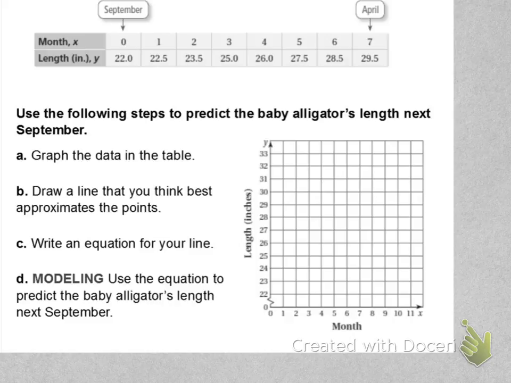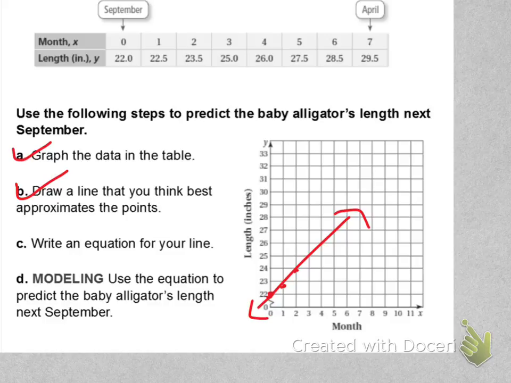Okay, so let's say we didn't have a graphing calculator, and we're going to graph the data in the table. So 0, 22 is my first point, 1, 22.5, 2, 23.5, and so on. So you can see my line starting to form a positive linear relationship. So I graphed the data in the table. I drew my line. Now I need to write an equation for my line.